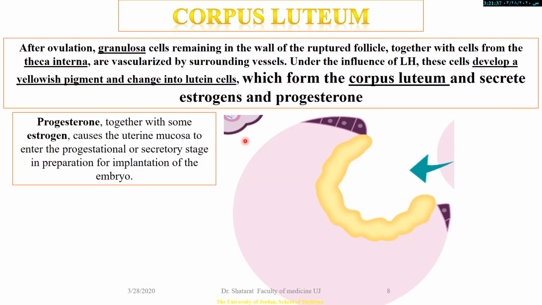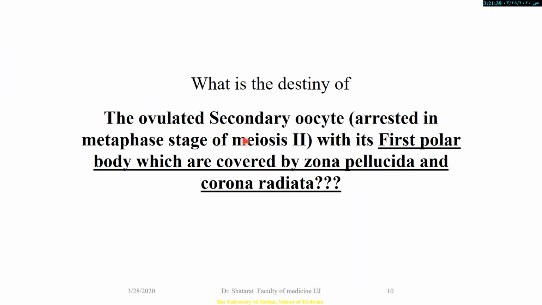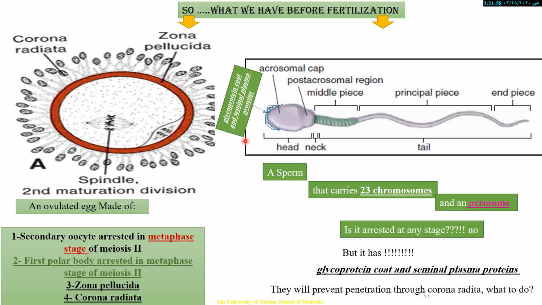Now let's go back to what is the destiny of the ovulated secondary oocyte arrested. You just need to know all this. What is the destiny? What would happen? Until now, the secondary oocyte didn't finish its meiosis II. Now, let me remind you of what we have by now. By now we have the ovulated egg surrounded by zona pellucida plus corona radiata. We already talked about this.